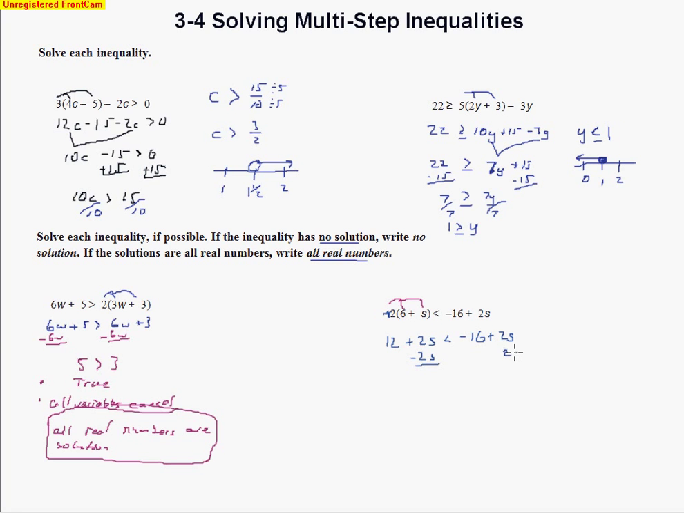I wanted to change that because I wanted you to see one where we have no solution. In this case, I'm getting that because you see now when I subtract the 2s, I cancel out all variables. I'm left with a statement that is false. Positive 12 is not less than -16. So this is a false statement. So again, all variables cancel. If all variables end up canceling out and we end up with a false statement, then we would say there is no solution.